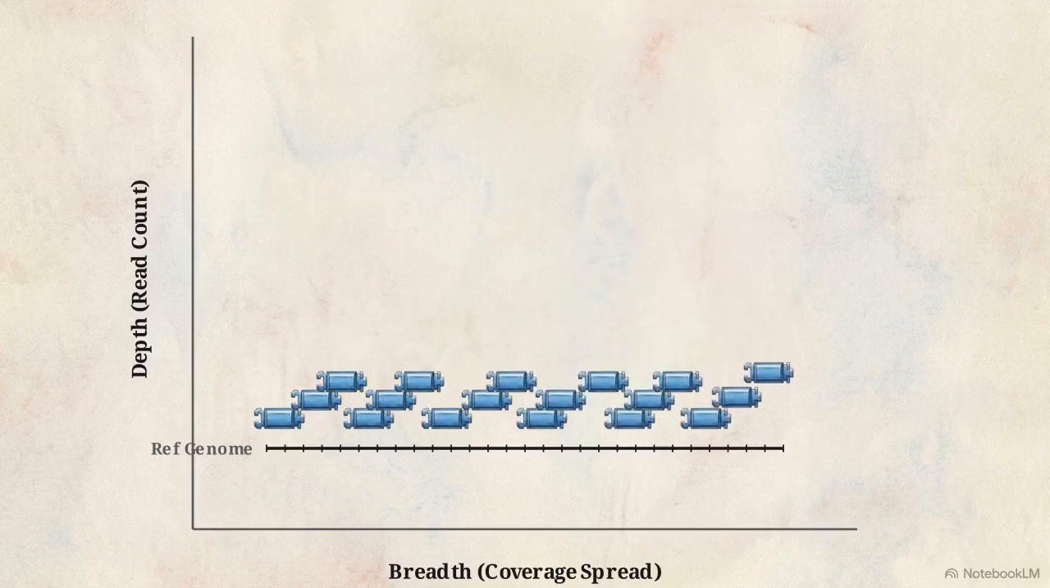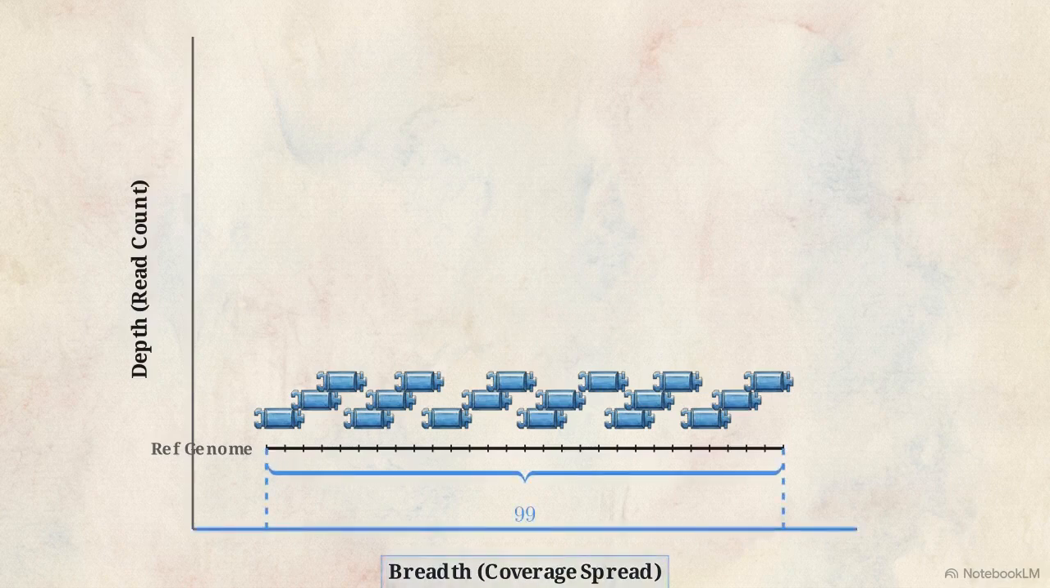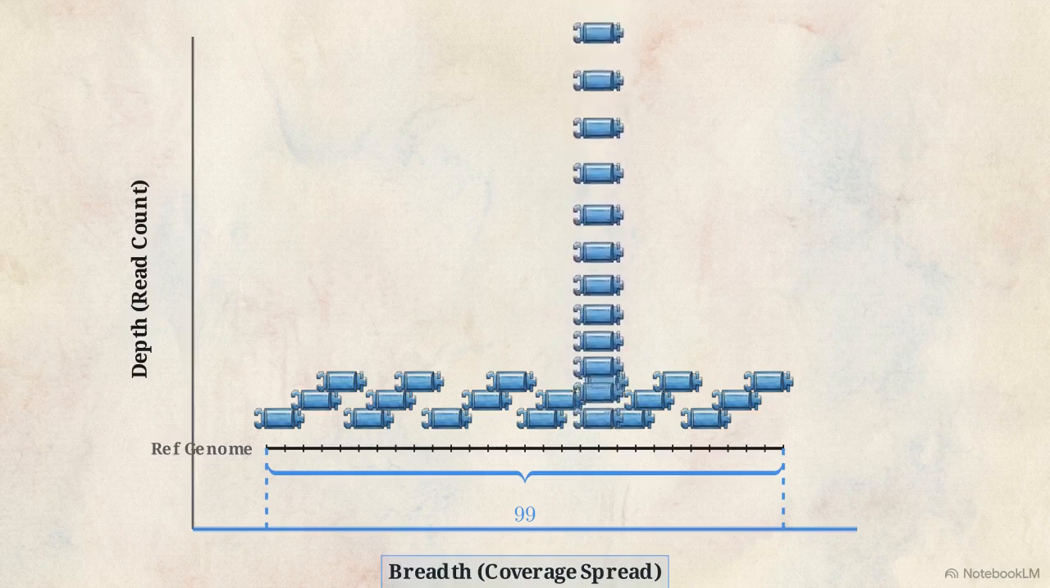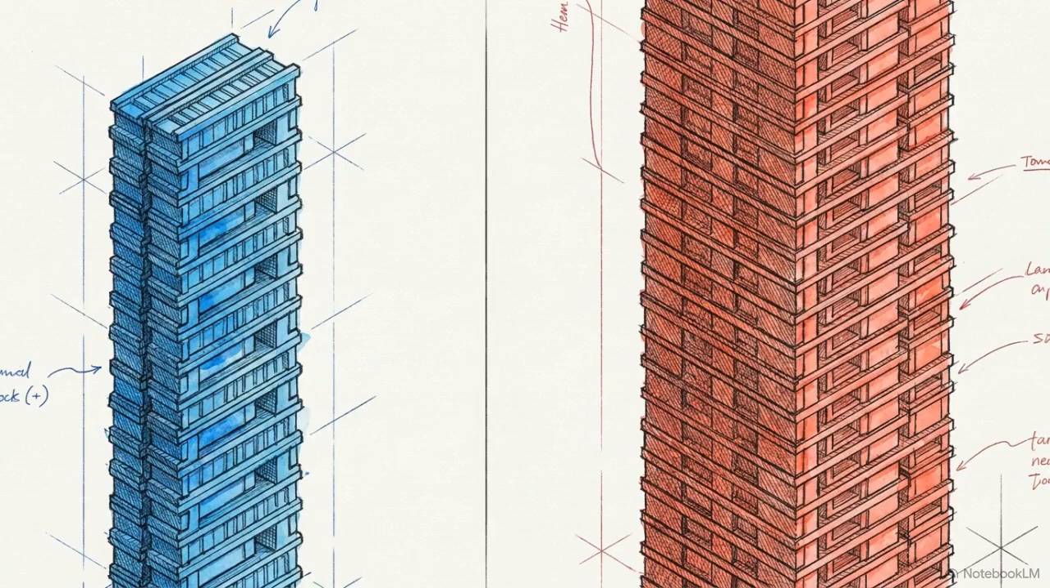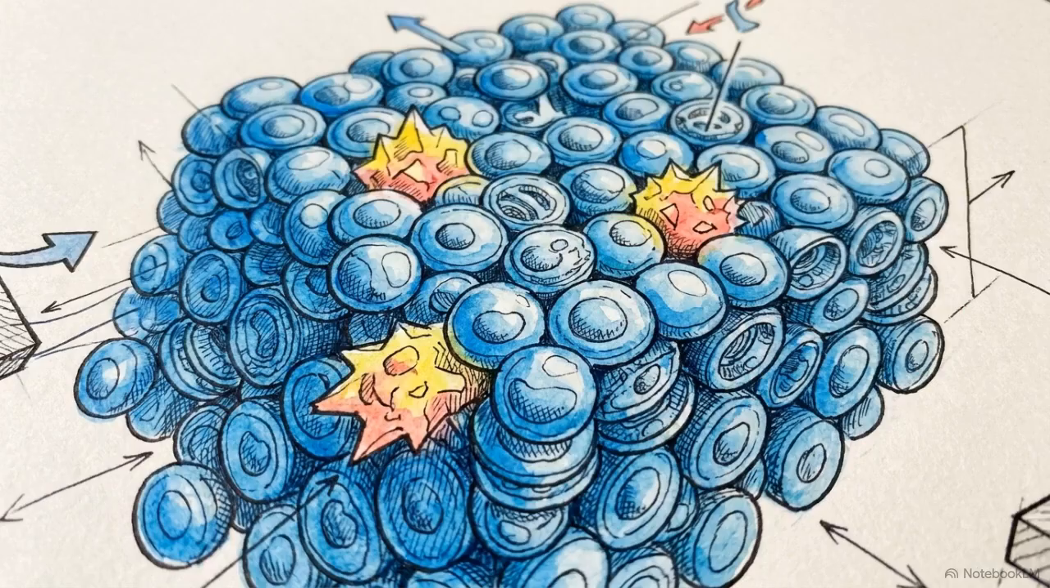Breadth of coverage measures the horizontal spread. What percentage of your targeted DNA region has at least one mapped read? Depth of coverage looks at the vertical stack, measuring how many times a base position was repeatedly confirmed. For standard germline testing, a depth of 100x is usually sufficient. Somatic cancer panels have different requirements.